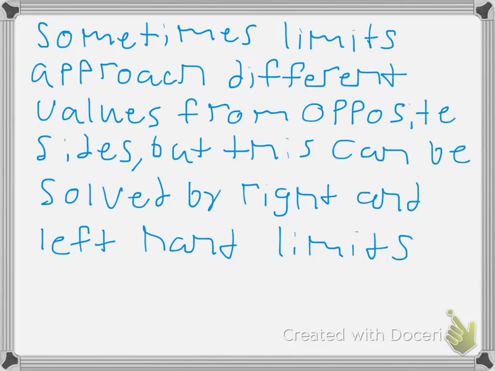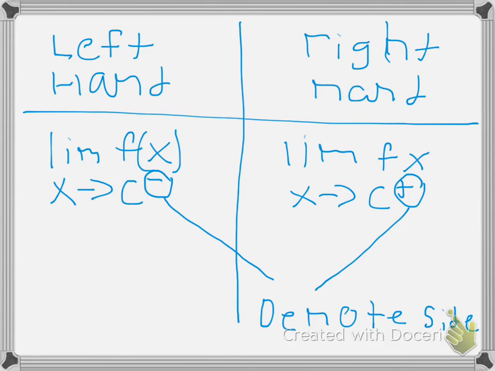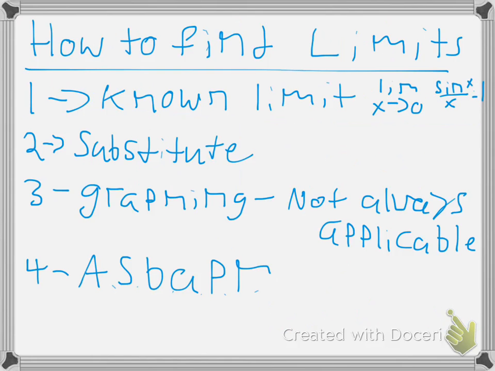Now, sometimes limits approach different values from opposite sides, and this seems like a huge problem, but it can be solved. It is solved by using right and left-hand limits. An example of a left-hand limit is the limit of f of x as x goes to c from the negative side, denoted by the negative symbol above the c. But the right-hand limit is very similar, as stated by the example, the limit of f of x as x goes to c from the positive side, denoted by the positive symbol on the top of the c.